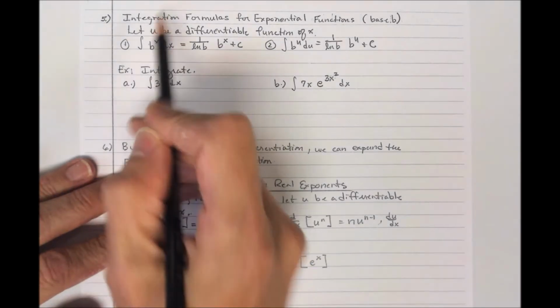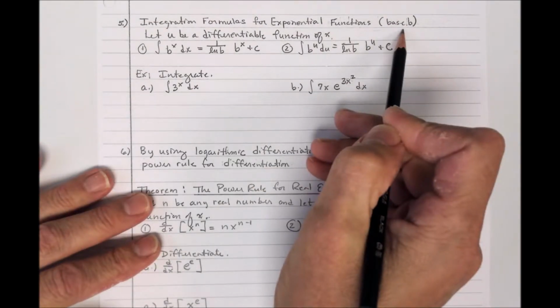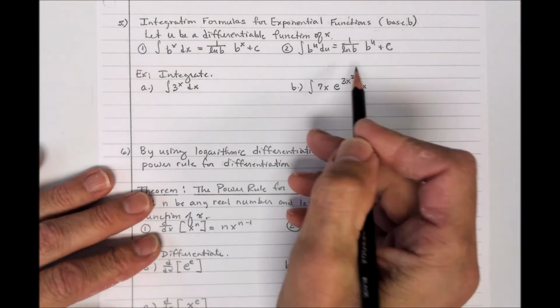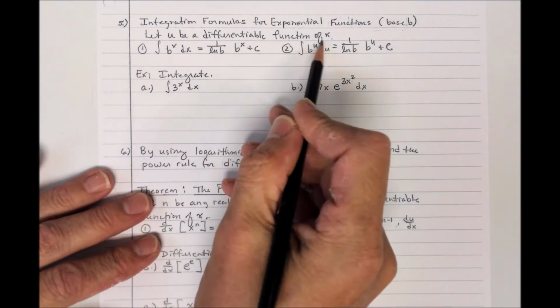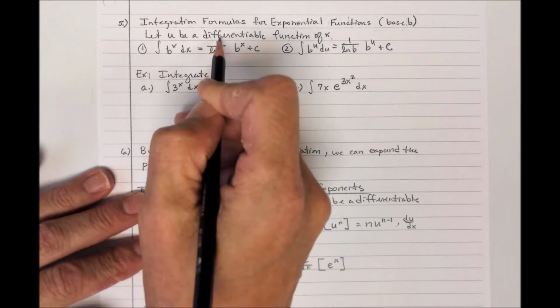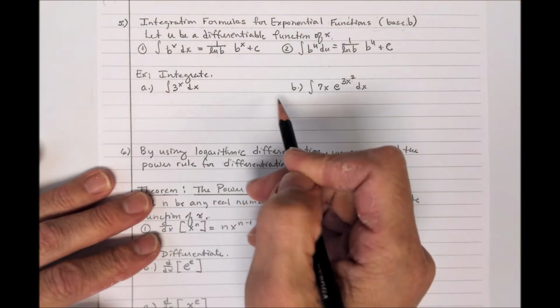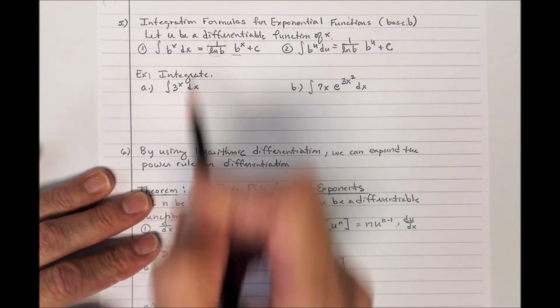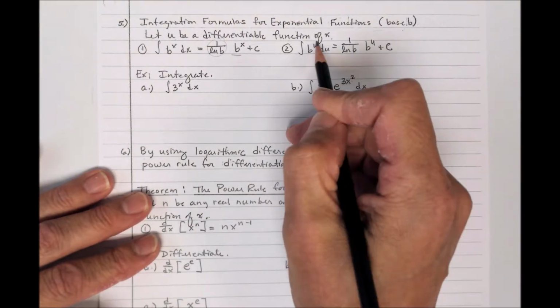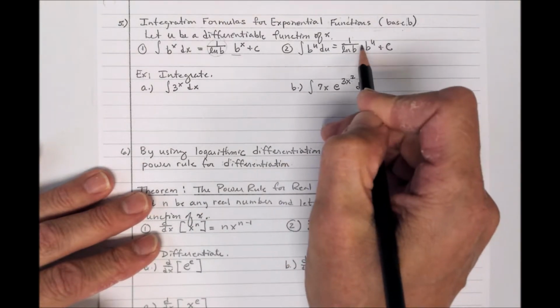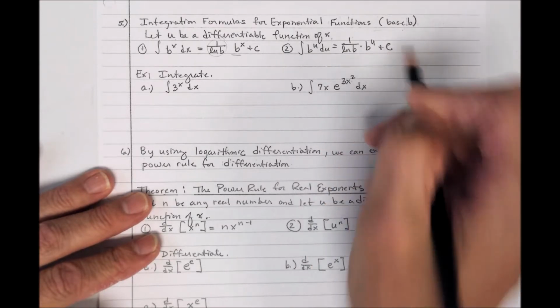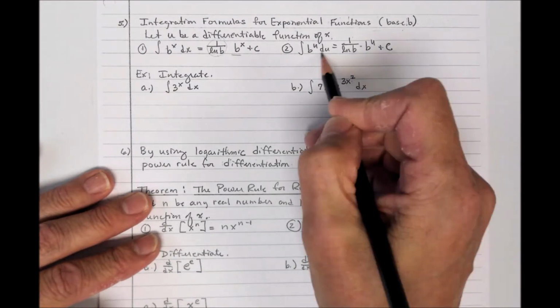Let's look at some integrals that involve exponentials with base other than e. Integration formulas for exponential functions, base b, so b not necessarily e, although it works for e as well. Let u be a differentiable function of x. The integral of b to the x dx is 1 over the natural log of b times b to the x plus a constant. Remember how the integral of e to the x was e to the x? Well, it's kind of the same. It just has that extra factor. And the integral of b to the u du is 1 over the natural log of b times b to the u plus my constant there. Just have to make sure that your du is all set up.